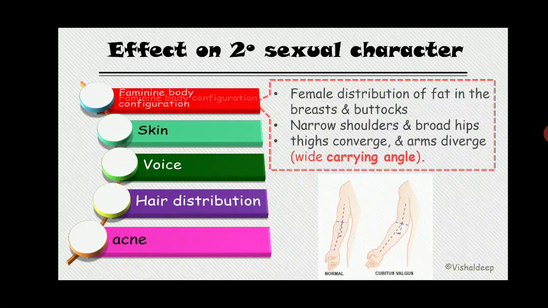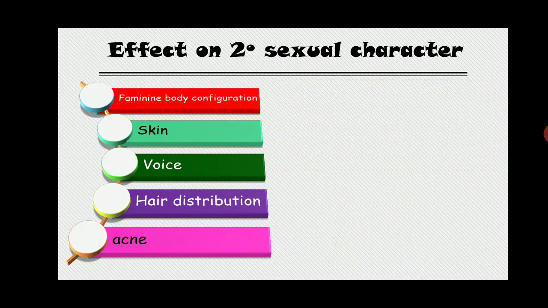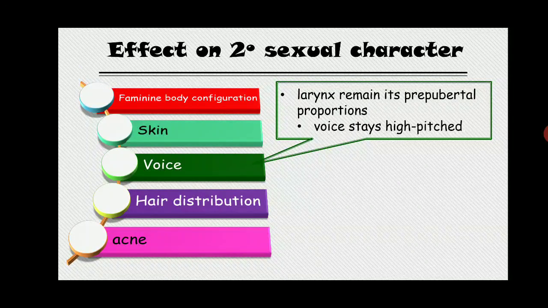Now let's see what changes take place in the skin. Basically because of estrogen the skin of a female becomes soft. Now as far as the voice is concerned, it causes the larynx to remain in the pre-pubertal position, so the voice stays high pitched. Whereas in males it causes hypertrophy of the laryngeal muscle, which causes a low pitch of the voice.